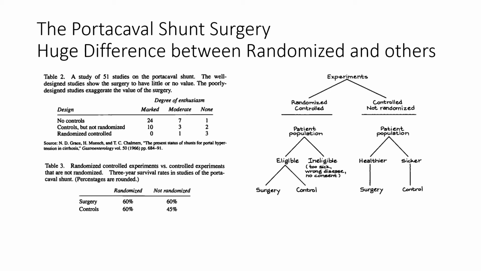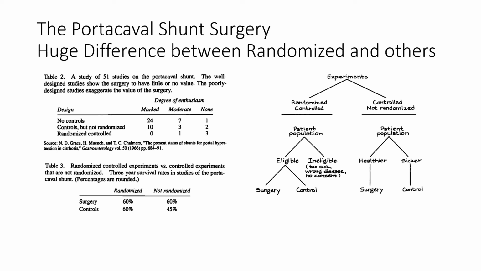Table 2 shows that 51 studies were done on this surgery, and there are 3 types of studies. The first has no controls: you just do the experiment and look at the results, and you don't have any benchmark for comparison. Among these studies, 24 of them showed a lot of enthusiasm for the surgery, 7 of them were moderately in favor, and there was 1 study with no controls which said no, this is not a good idea. The second type of study had benchmarks, had controls, but they were not randomized.